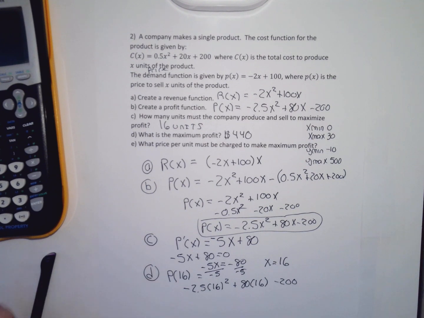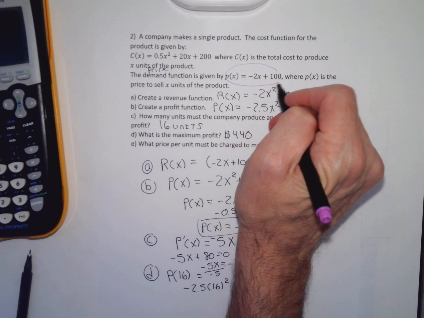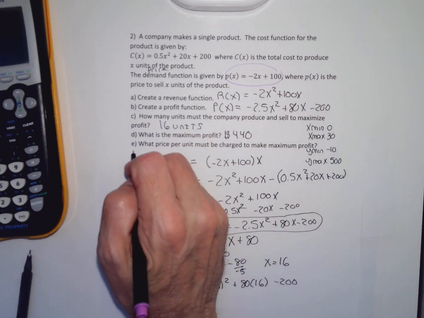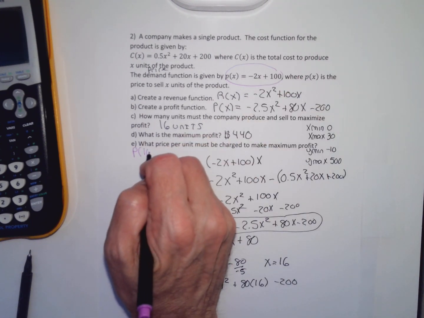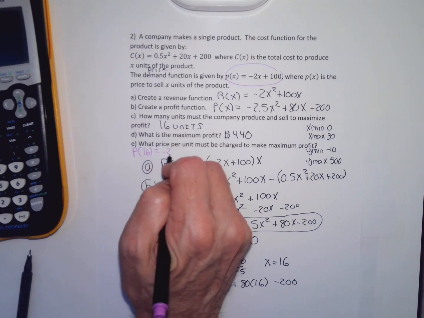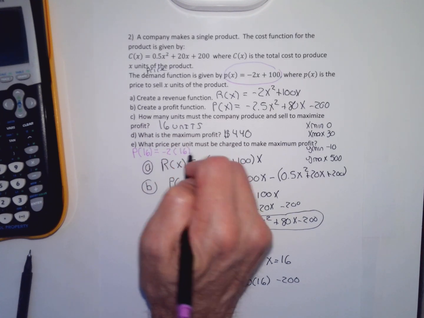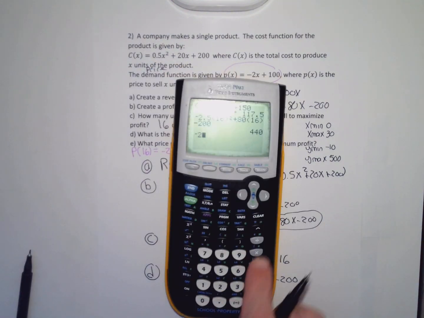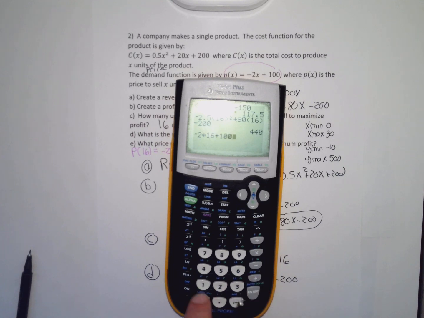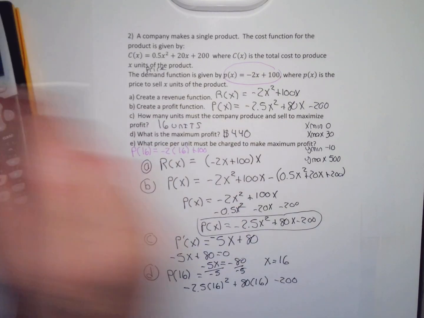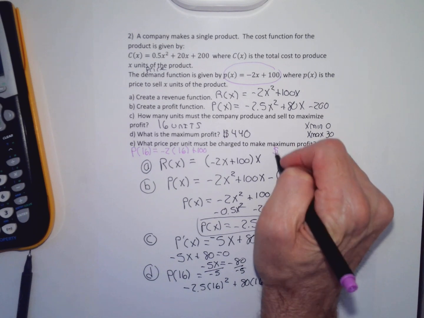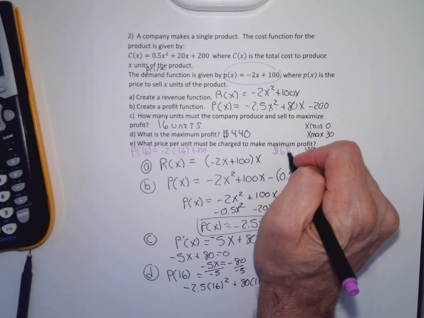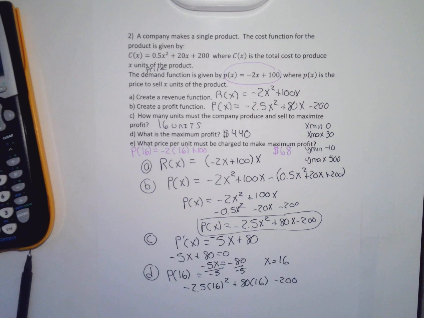Now I want to know the price to get that particular profit. I'm going to use the price demand function, and I'm going to plug 16 in for X. So the price to sell 16 units is negative 2 times 16 plus 100. I think that comes out to 68. Just negative 2 times 16 plus 100. It is 68 bucks. So the answer to part E, the price to maximize the profit, the price to sell 16 units is $68. And that's kind of all I really want to do.